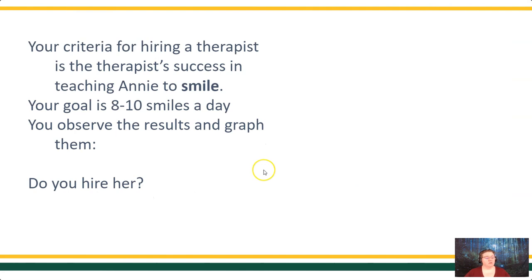Okay. Our first behavior analyst, we want to make sure that we have a criterion for success. So for us, what we would like to see is in any session, in any hour, in any day, we want a certain number of smiles. So let's just say we want the child to smile as a goal 8 to 10 times per day. I'm going to invite a number of different therapists in to work with the child and see their results to see if I'm going to hire them.